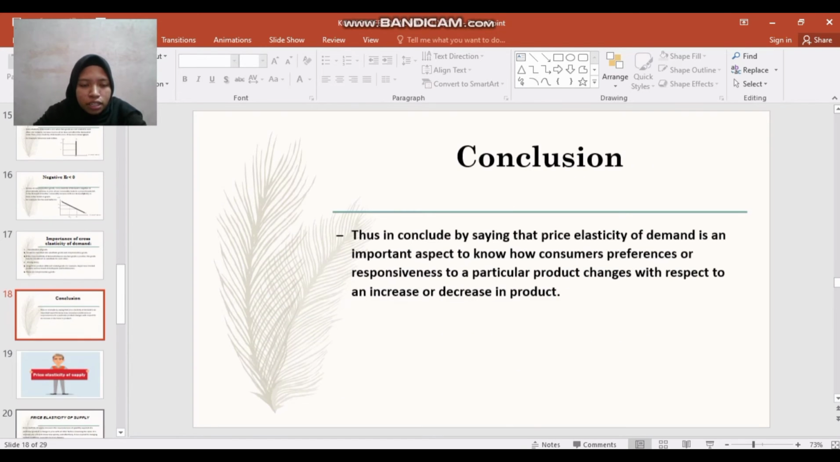To conclude, price elasticity of demand is an important aspect to know how customer preference or responsiveness to a particular product changes with respect to an increase or decrease in price.